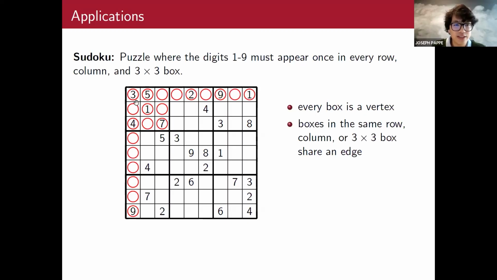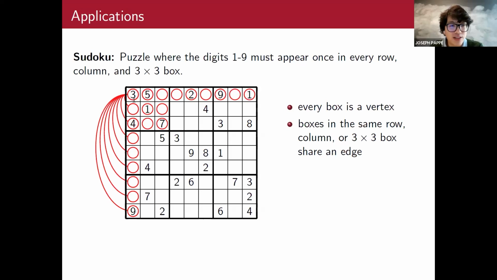Right, so this circle here is connected to every single vertex in this 3 by 3 box, every single vertex in this column, and every vertex in this row. And then we'll draw edges between them. Okay, so here I've only drawn the edges between this vertex and the vertices in its column.